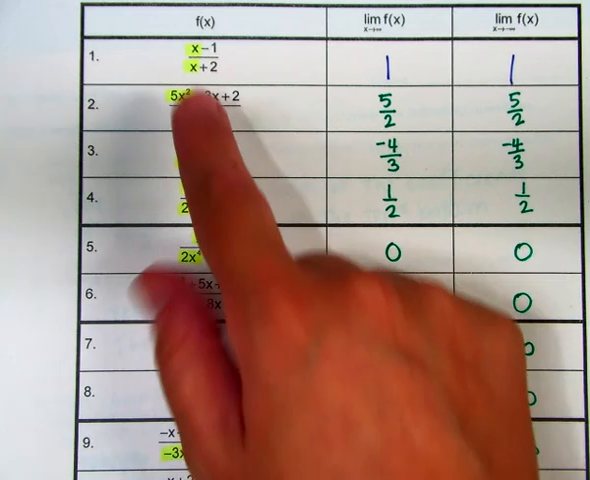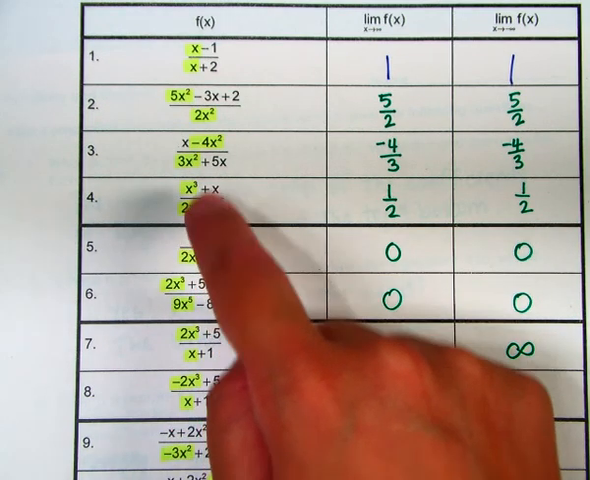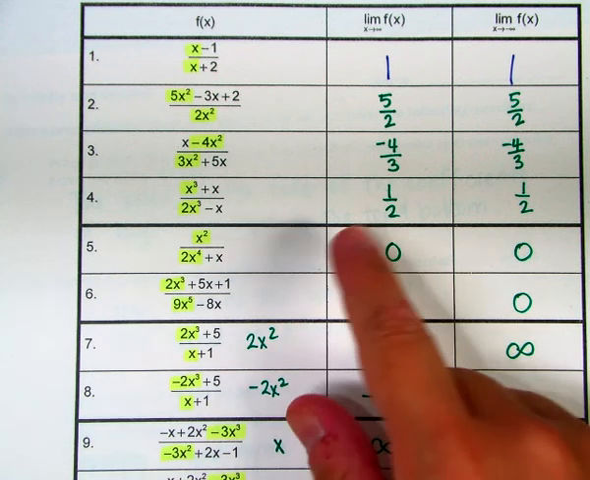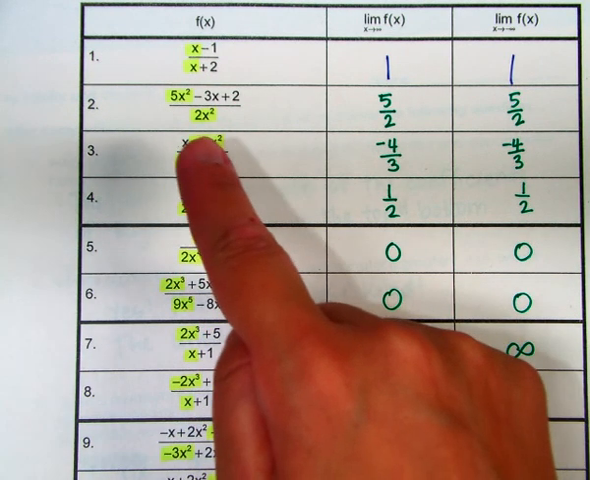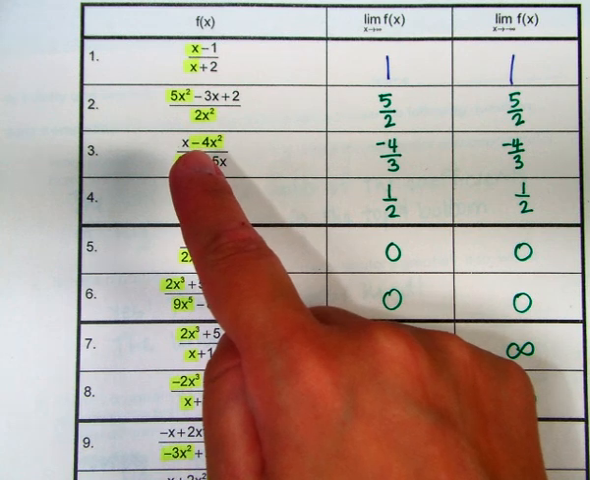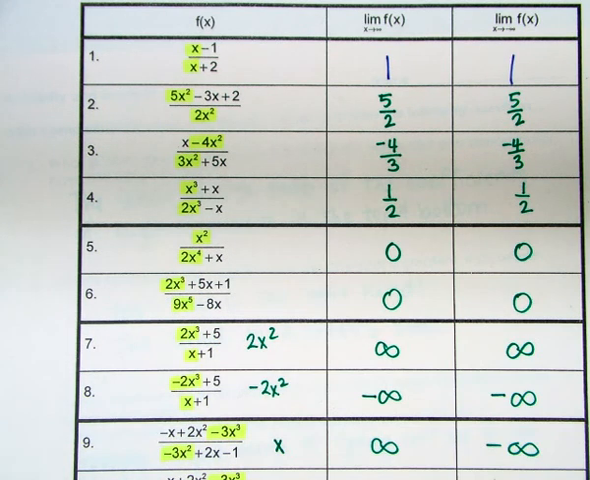So for 1 through 4, these are all the same degrees on all of these, so these answers here are simply the coefficients of the highest powers, taking into account the negatives or the minus signs when they appear, to get -4/3.